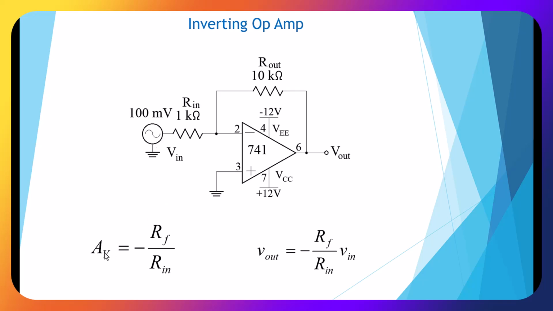And our formula for the gain, AV, voltage gain, is the feedback resistor divided by the input resistor. So 10 divided by 1, so we should get a gain of 10. This minus just reminds me that it's going to be inverted. Gain does not have minus values, but that just reminds me that it's going to be inverted.